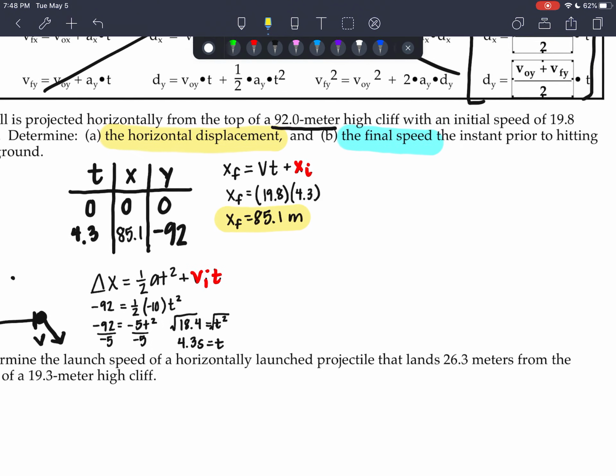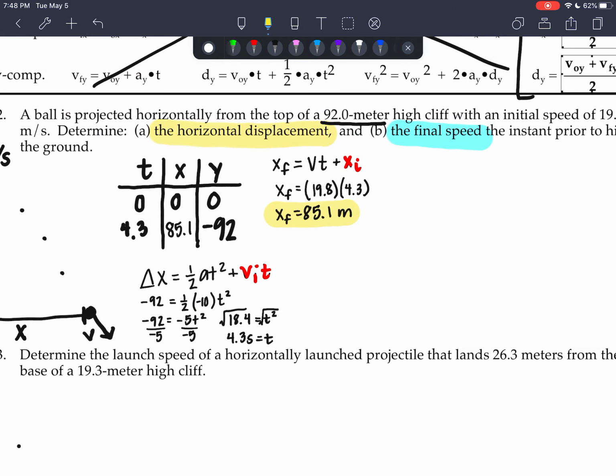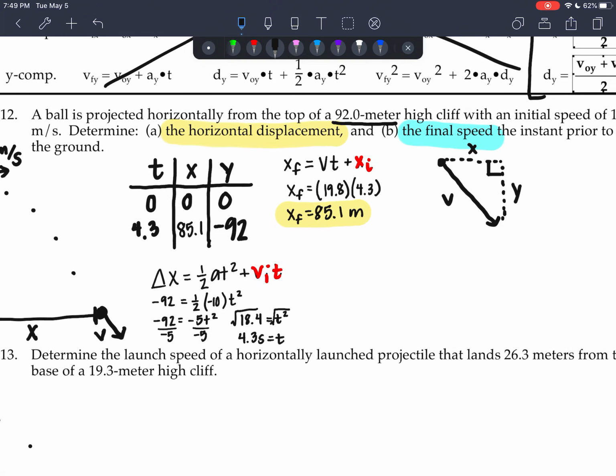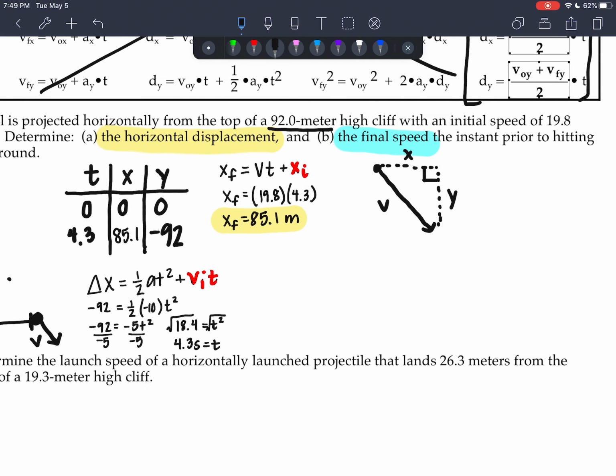Now I'm going to direct my attention to letter B. Letter B is asking for the final speed, the instant prior to hitting the ground. So if I were to draw that velocity vector, redraw it over here. This velocity vector is at an angle. It's got an x component and it's got a y component. Now, since projectiles go at a constant speed horizontally, if it has an initial speed of 19.8, that means my x component is going to be 19.8 meters per second. My y component, I need to solve for that.